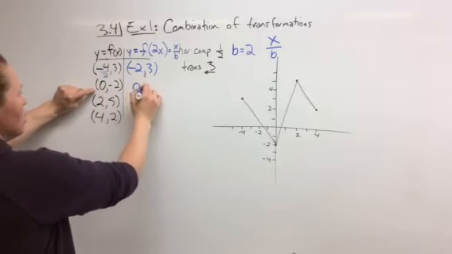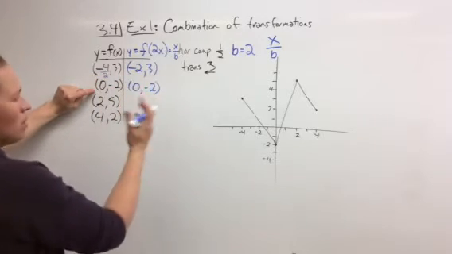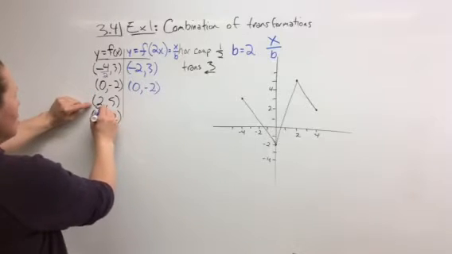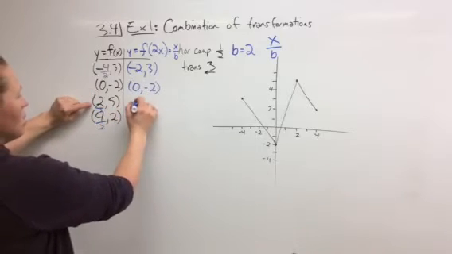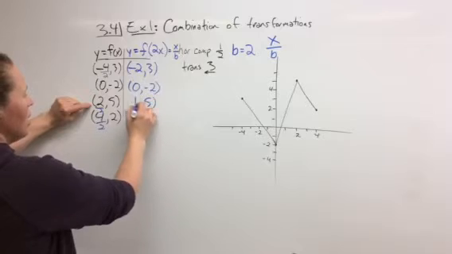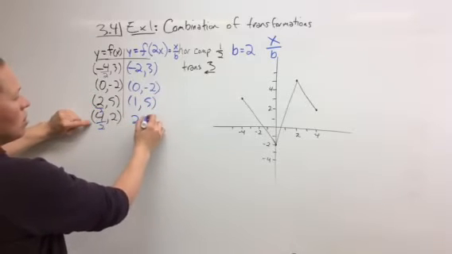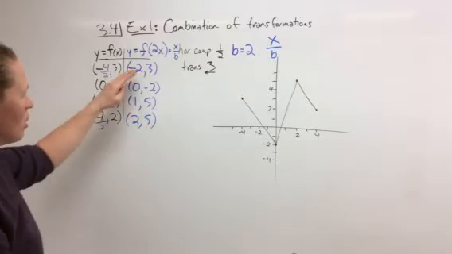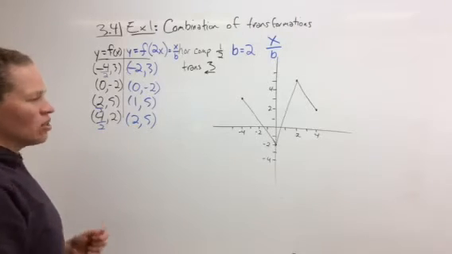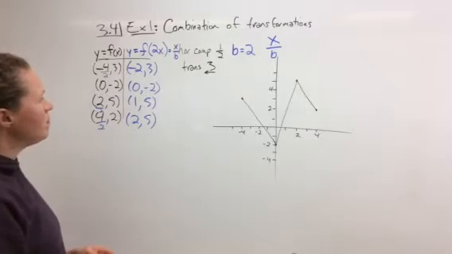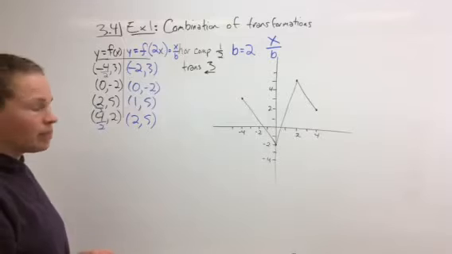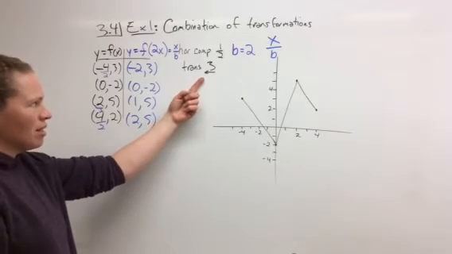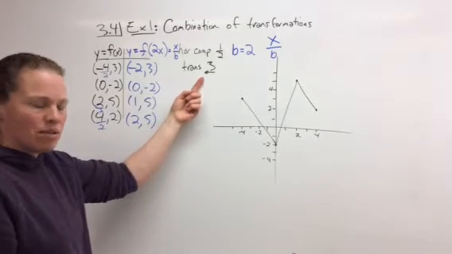0 over, oh well, that doesn't change. I'm not doing anything to my y. 2 over 2 and 4 over 2 here. 2 over 2 is 1 and 5. 4 over 2 is 2 and 5. So now I have my new points. I could graph those, but it tells me I still have to move them 3 sideways.